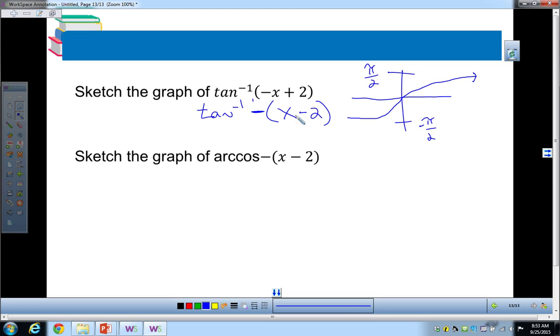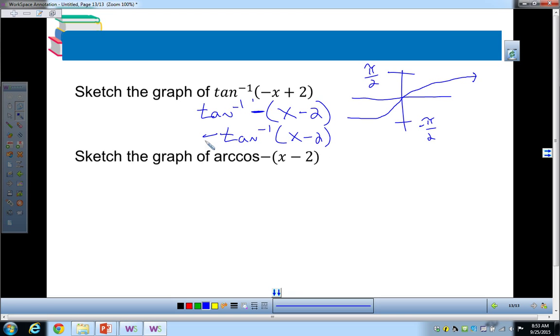Yes, sir? Is inverse tangent even or odd? You go look, you tell me. Look at the picture. Is it even or odd? Odd. It's odd because it's symmetric around the origin, right? I can turn it 180 degrees. So that means that inverse tangent of -(x minus 2) is the same as negative inverse tangent of (x minus 2). What's the negative going to do to it?